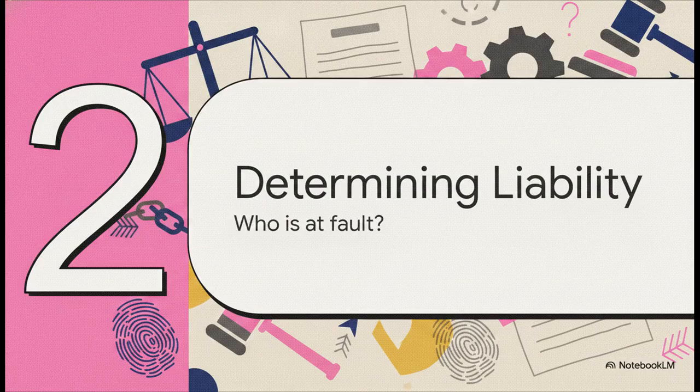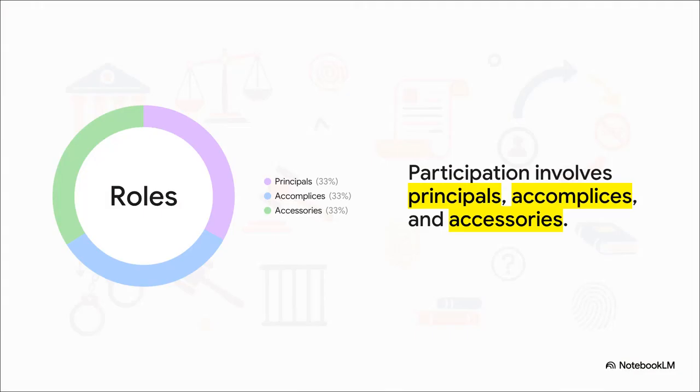Moving right along to Section 2, determining criminal liability. Let's look at who is actually on the hook. When a crime goes down, liability is essentially sliced up into a pie of participation. You've got the principals, who take a direct, hands-on role. Then you have accomplices who cooperate and accessories who jump in to help after the fact.